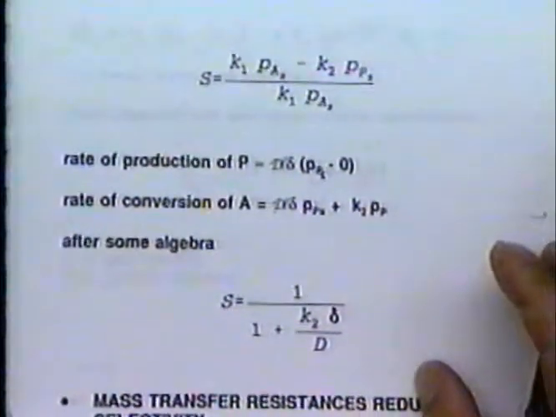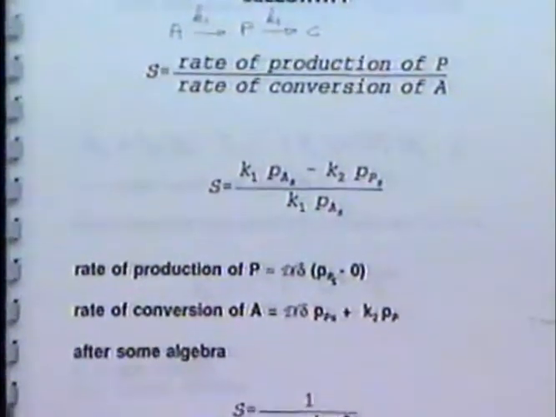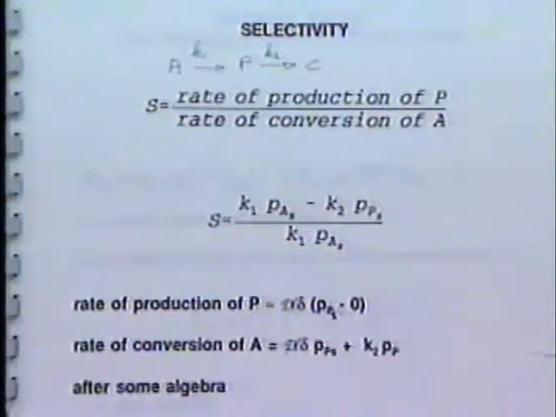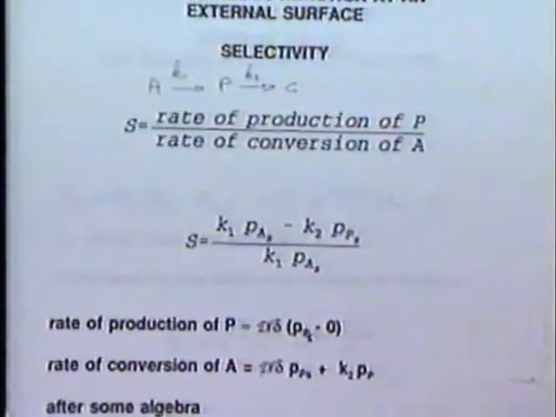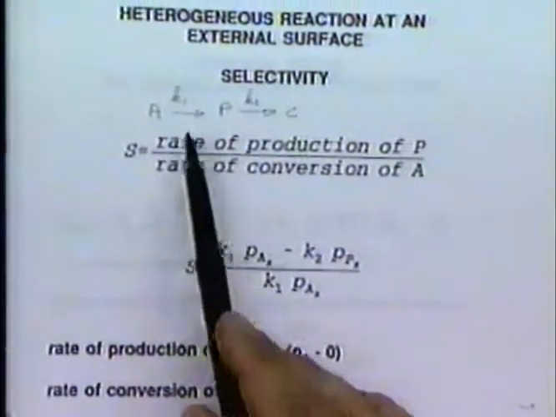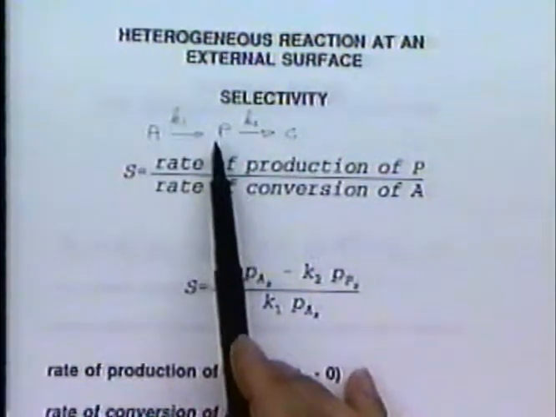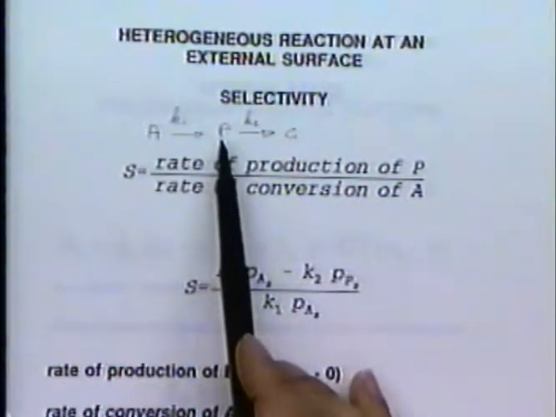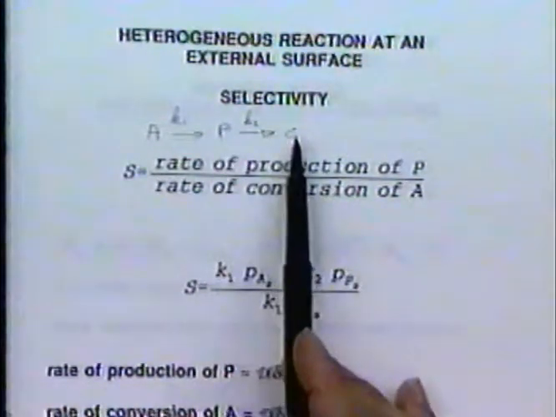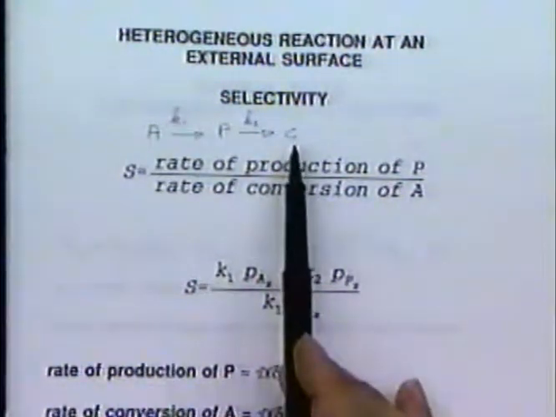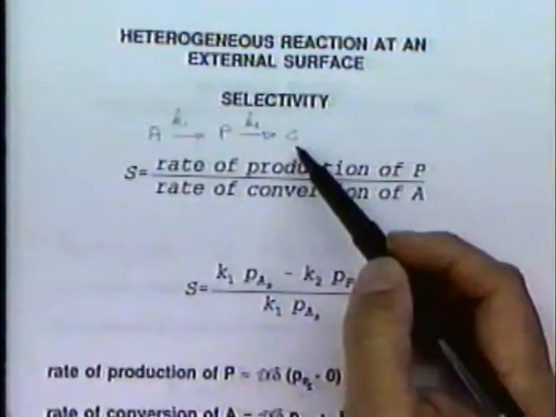Another effect that we observe when we have external mass transfer resistances is a decrease in the selectivity. Here we assume that we have a reaction of a kind A goes to P as before, but now this product P reacts to make some undesirable product C. This is the product that we want. This is the product that we do not want.